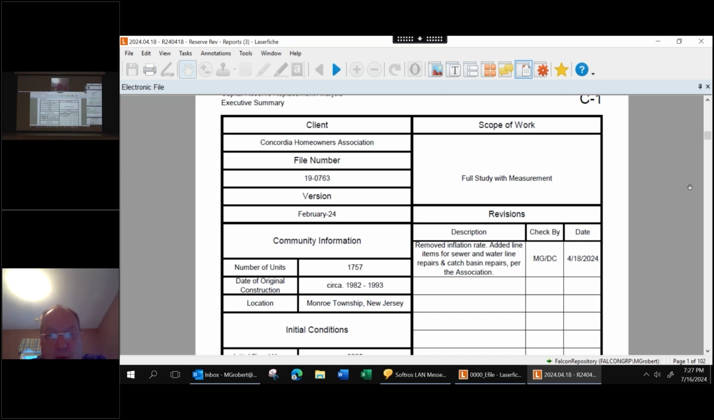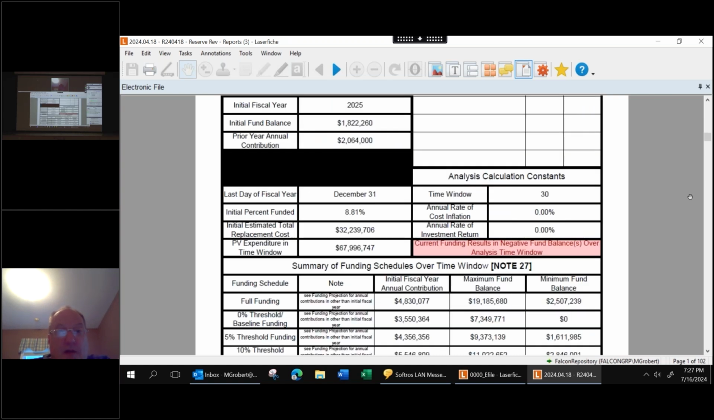So with that said, I'll move down here and go into the summary page. Your initial fiscal year, this is for next year. The initial fund balance, as you can see there, is $1,822,000. Now, that is the anticipated balance as of the end of this year; your management, your board, gave us that number. Last year, your contribution to the reserve was $2,064,000. Your last day of your fiscal year is December 31st.